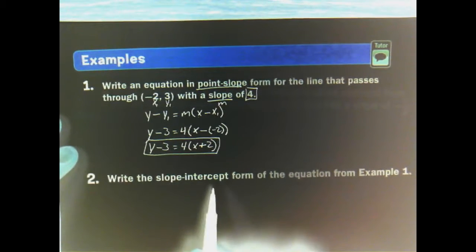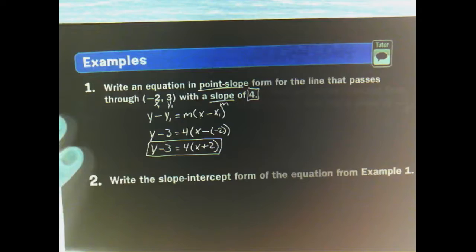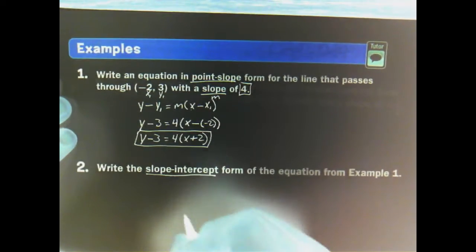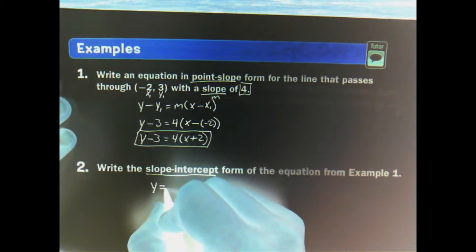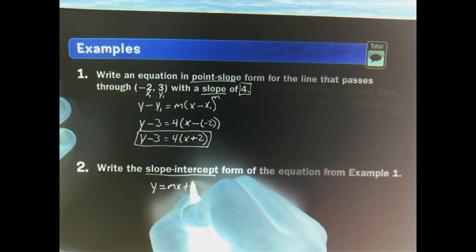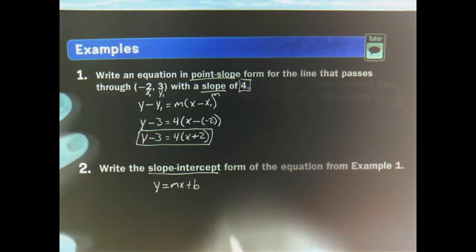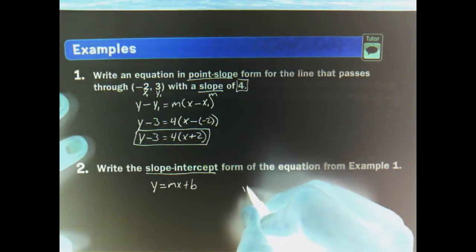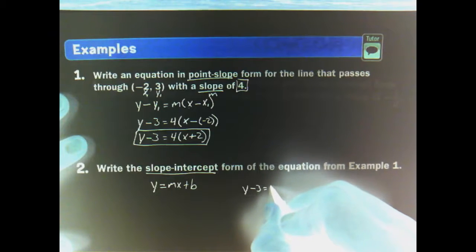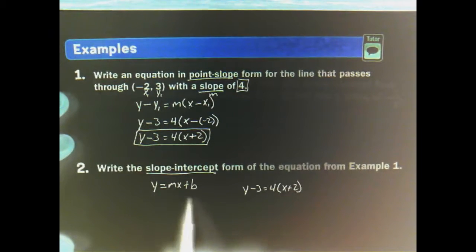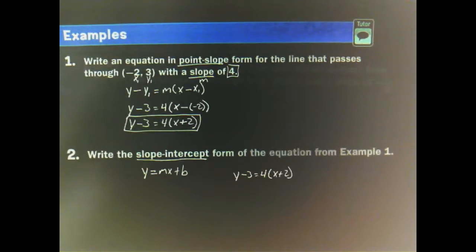So now it says, write the slope-intercept form of the equation from example number 1. So again, now I'm working in slope-intercept form. As we all recall, slope-intercept is y equals mx plus b. So if I start here in y minus 3 equals 4 times the quantity x plus 2, my goal is to end up in this form. That's my goal. So there's really only 2 steps to this.